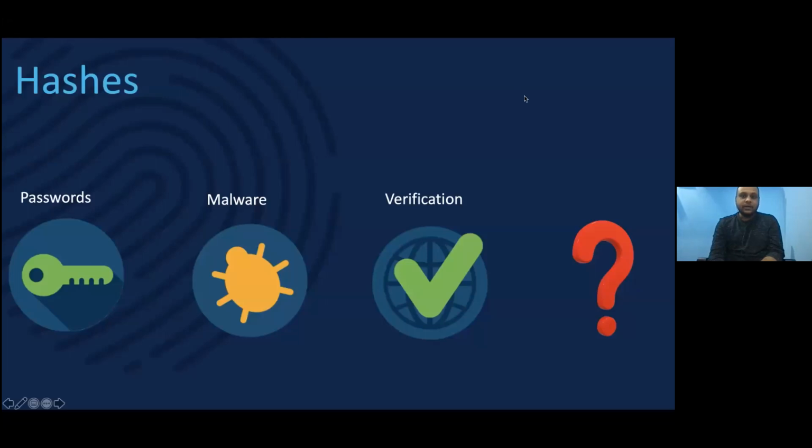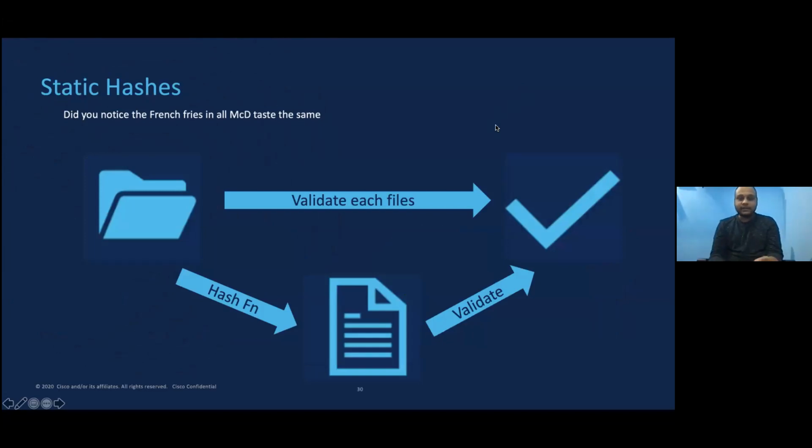Now, what are the other applications of hashing? The other application of hashing is static hashes. So what exactly are static hashes? Here I have taken the example of French fries, because no matter whether you eat the French fries in India or in the US, they always taste the same. At least in McDonald's, we see that the French fries taste the same and look the same.